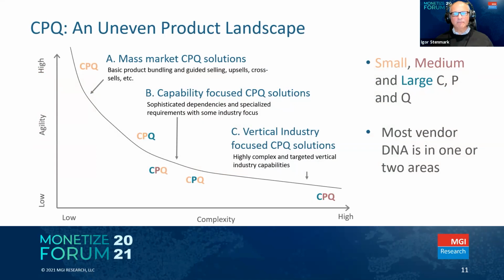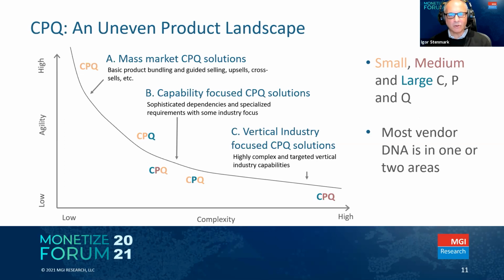Laying out the different segments of the CPQ market, we differentiate between different levels of capability in configuration, pricing, and quotation. So a large C, a small c, a medium-sized C, a large P, a small p, a large Q, and so on and so on. And most vendors have strength in one, maybe two areas, or as an example shows here, there are some companies that really are very successful selling mass market CPQ solutions.